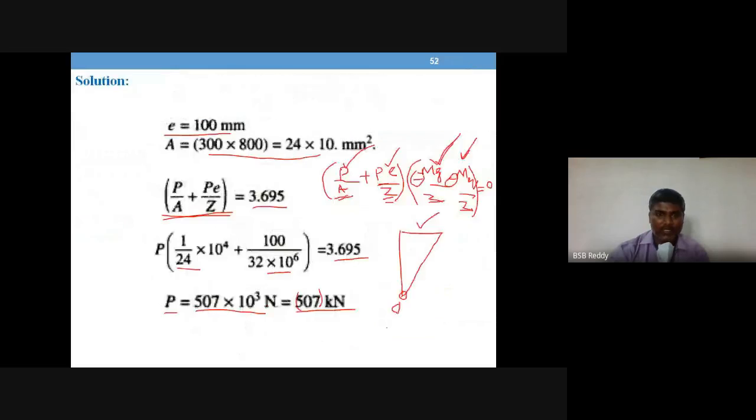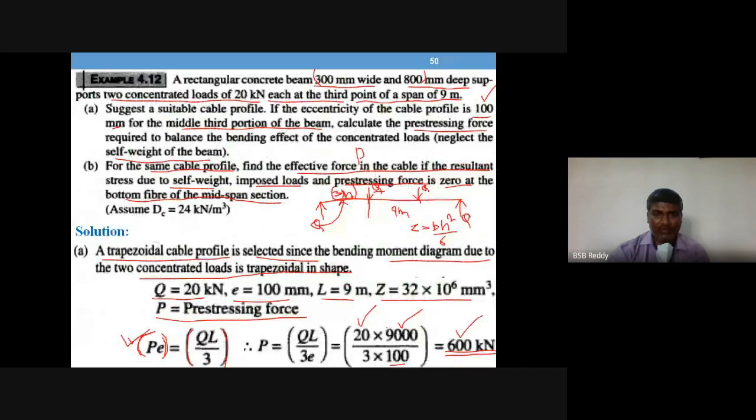Okay, so practice all the example problems given in the prescribed textbook, that is Pre-stressed Concrete by Krishnaraju, as well as any other material that is available from reliable sources, right?